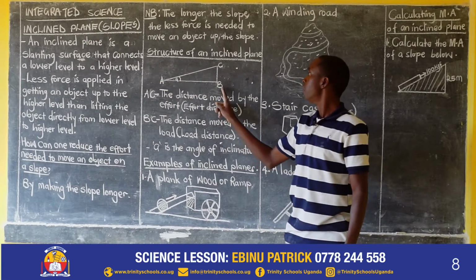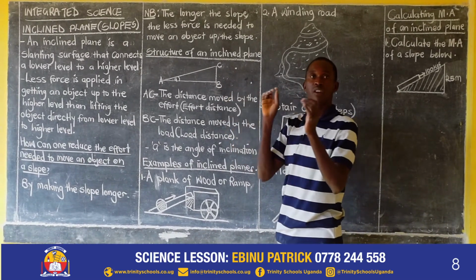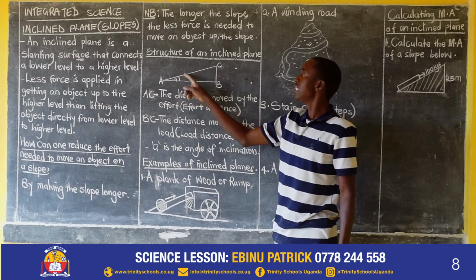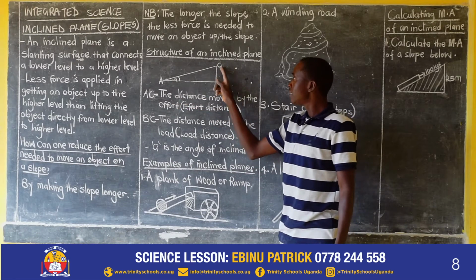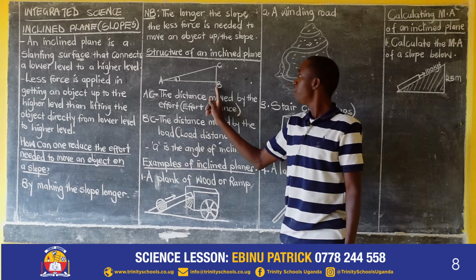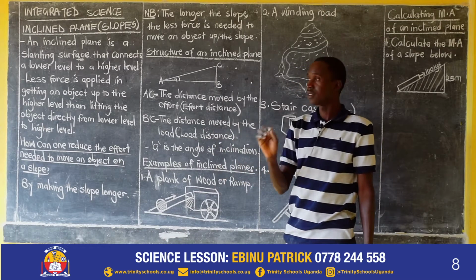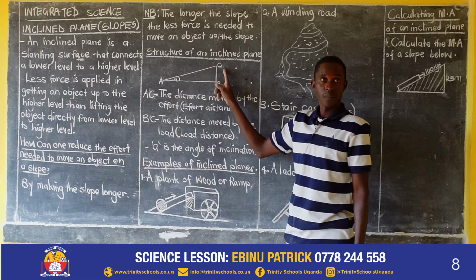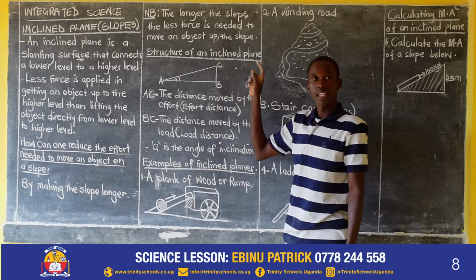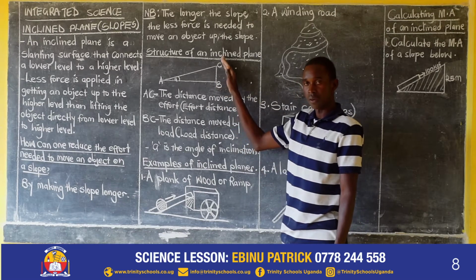Then we have BC. If this is the level of the ground, instead of me picking an object and raising it directly, now I'm using an inclined plane. BC becomes the distance moved by the load. I repeat this. AC is the effort distance. BC is the distance moved by the load, the distance at which you have to raise the load.